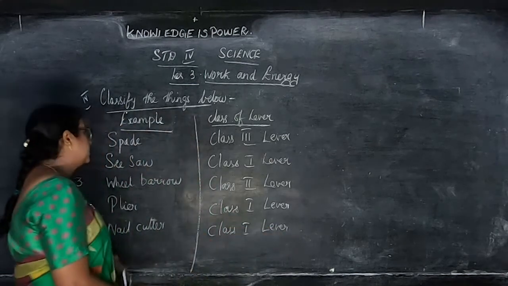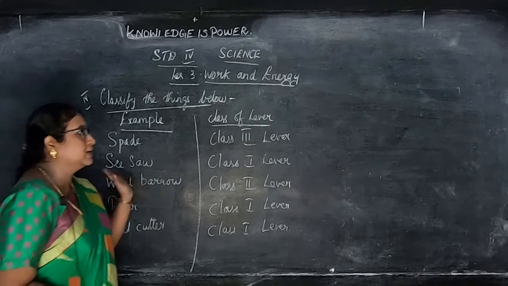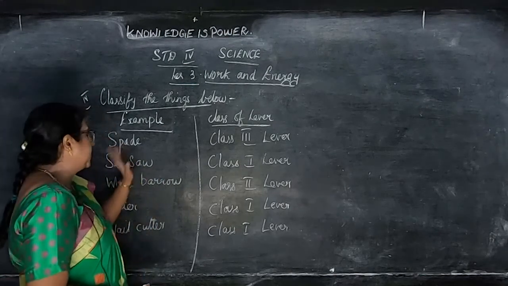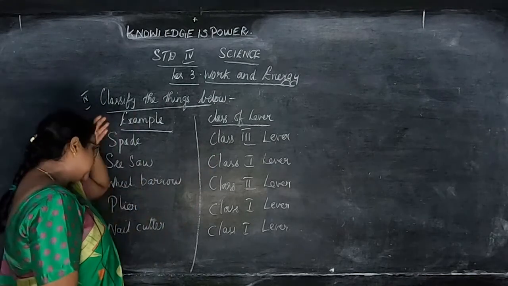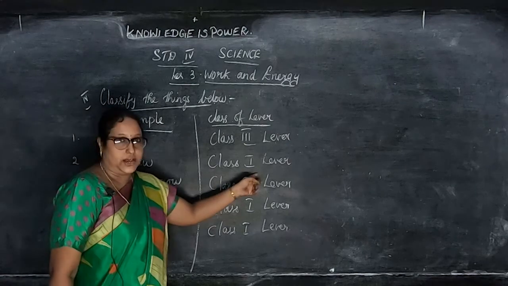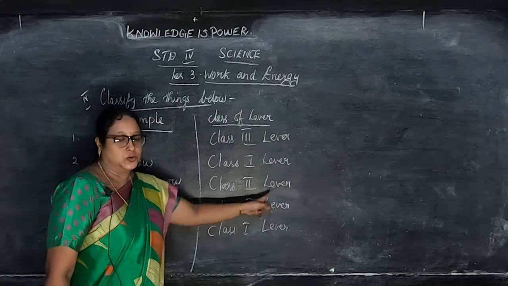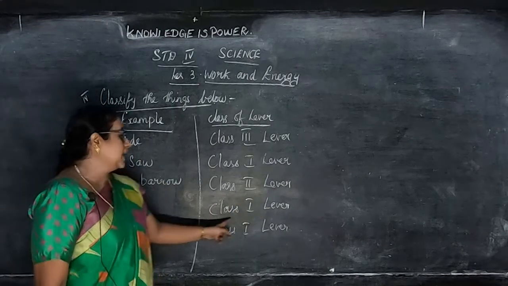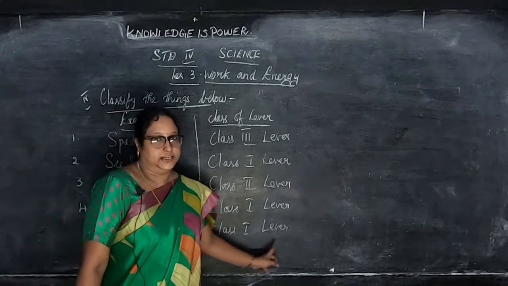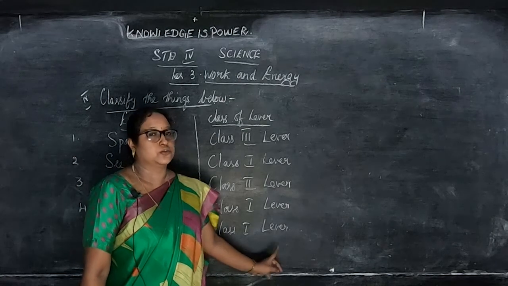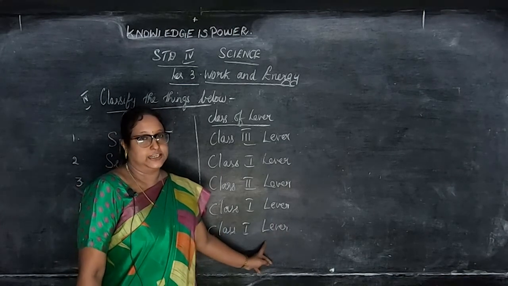Okay. So once again, I'll read, children. The examples are already given in the book, on page number 112. So those who have the book, you can read it and write clearly there. Spade, which class does it come under? Class 3 lever. Then seesaw, it comes under class 1. Okay, class 1 lever. Then wheelbarrow, class 2 lever. Then plier, class 1 lever. And the nail cutter comes under class 1 lever. Okay, children. So take down in your notebook. Those who have the book, you can write in your book itself with a pencil. And those who don't have the book, you take down in your notebook neatly without any spelling mistakes.